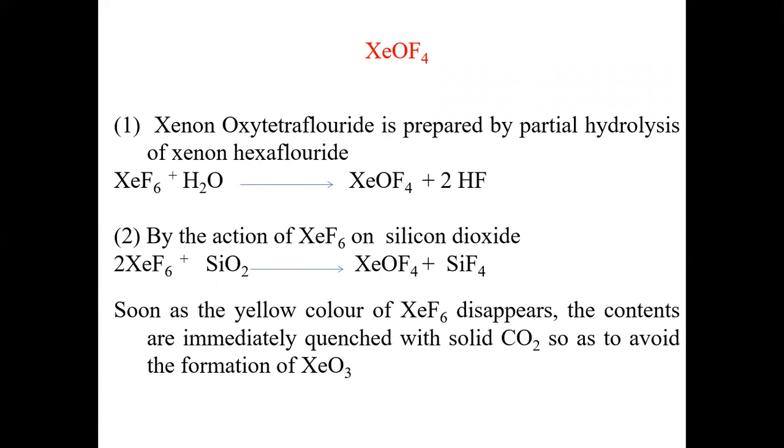The oxyhalides of xenon are generally oxyfluorides of xenon. So xenon forms three oxyfluorides. One is xenon oxytetrafluoride, xenon dioxydifluoride, and xenon oxydifluoride. Now, xenon oxytetrafluoride.